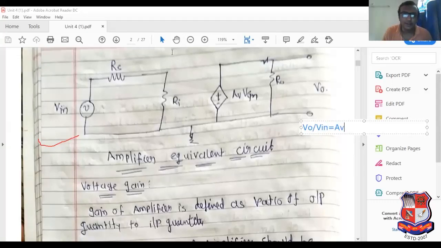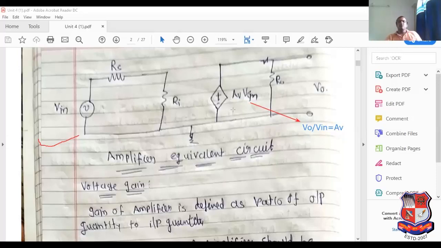That's why we have V0 equal to Vin multiplied by AV. That can be represented here in terms of output voltage. See this very carefully. So V0 is equal to AV multiplied by Vin. This is the output voltage equation. Here I have also mentioned the definition of voltage gain.